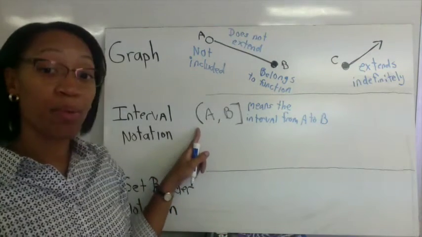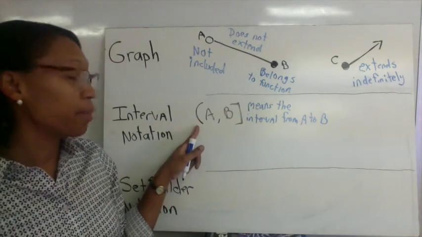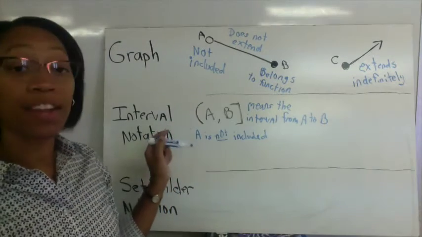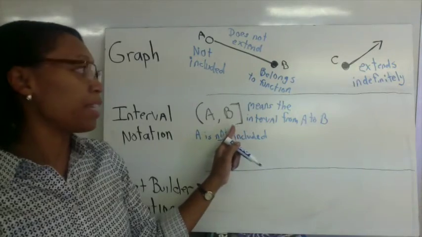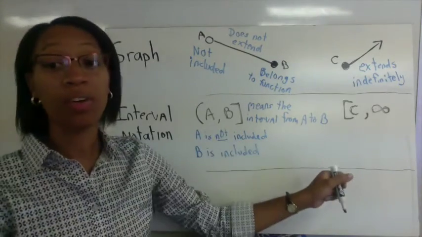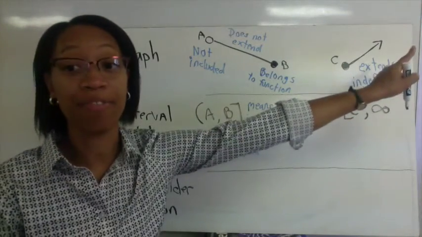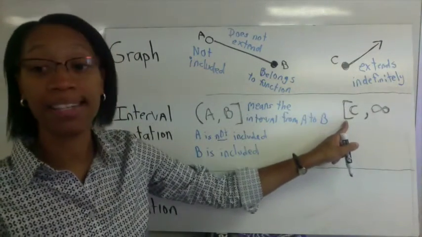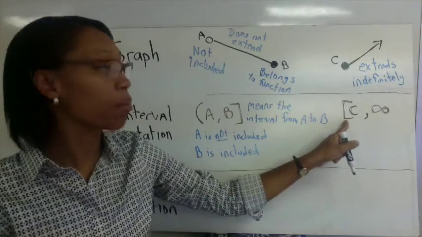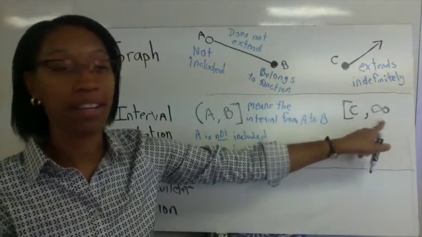And we can see that the point A is not included because of the parentheses here. And the bracket means that B is included in the set. Over here we would say that this is the set from C on to infinity. So starting with C, and C is included, so we have a square bracket, all the way to infinity.